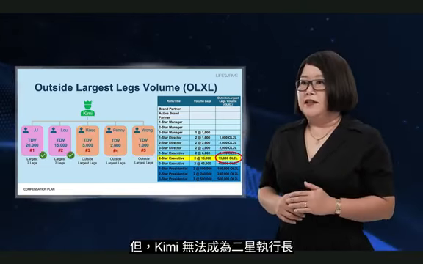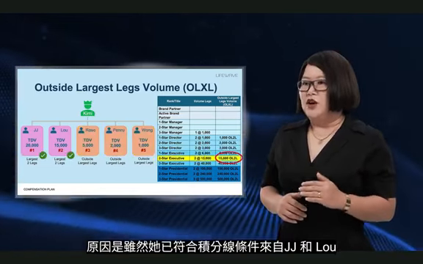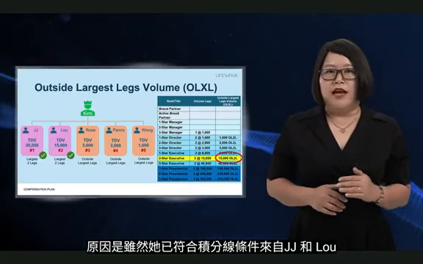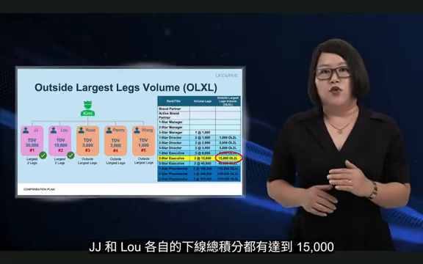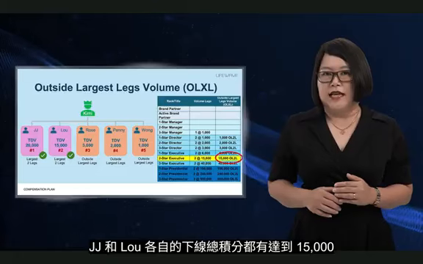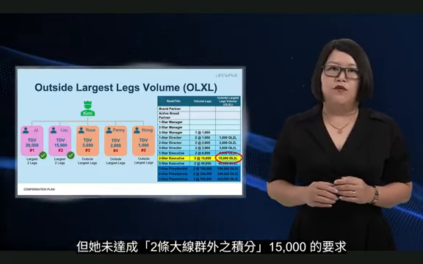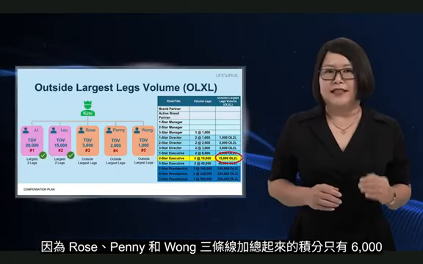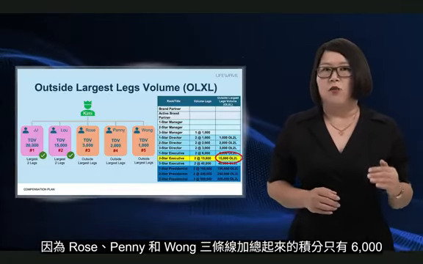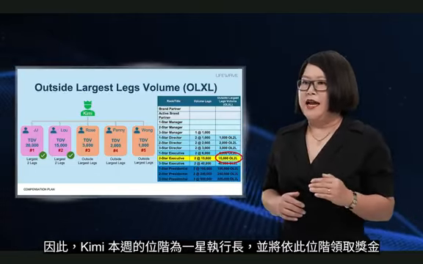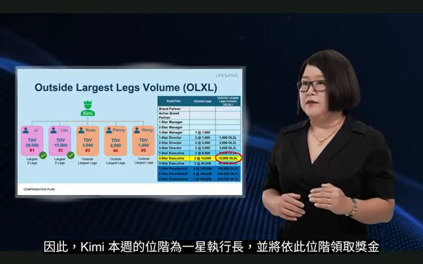Kimi will not be entitled to 2-star executive. This is because although she meets the volume leg requirements as JJ and Lou have at least 15,000 each, Kimi does not meet the outside largest 2 legs requirement of 15,000 as she only has 6,000 from Rose, Penny, and Wong. So Kimi will be paid as a 1-star executive this week.